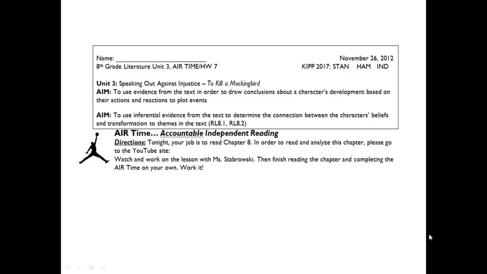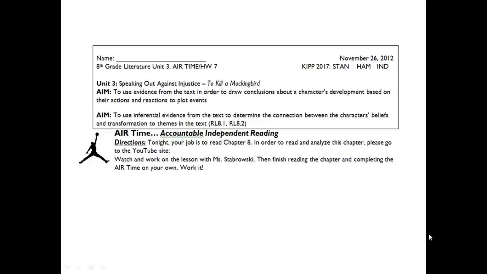I'm going to do a quick mini lesson here to get you started in Chapter 8 and to help you with the charts. Let's start with the aims. The first aim is to use evidence from the text in order to draw conclusions about a character's development based on their actions and reactions to plot events. And the second aim is to use inferential evidence from the text to determine the connection between the character's beliefs and transformation to themes in the text.